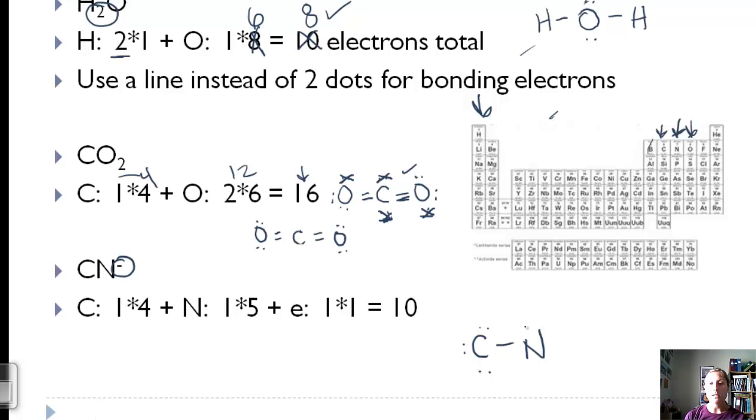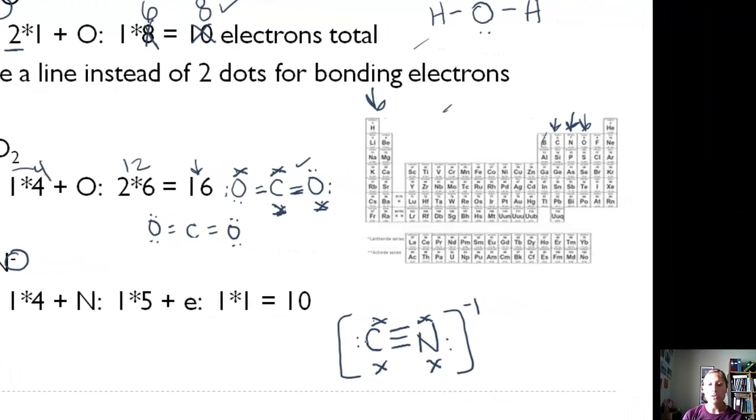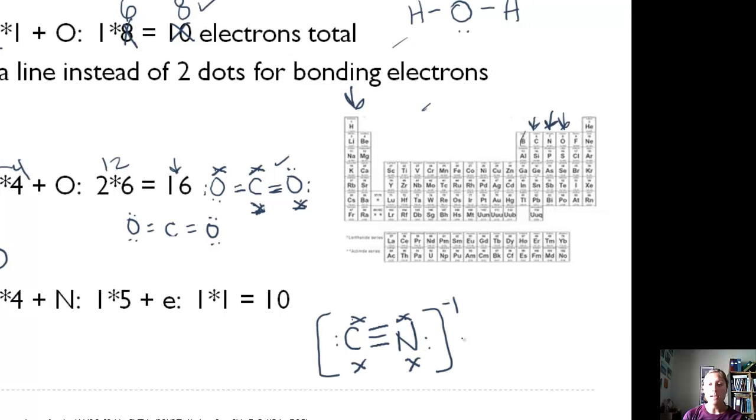I'm just going to give everything lone pairs first, and I also know that because this is an ion, it needs brackets and the charge. So if I count up, I have 2, 4, 6, 8, 10, 12, 14. Again, too many. I'm going to take a pair away from each one and have them share instead. 2, 4, 6, 8, 10, 12. Still too many. I'm going to take another pair away from each and make them share a third pair. And now I have 2, 4, 6, 8, 10. And so I get a triple bond with each of them having their own lone pair and then brackets with the charge.